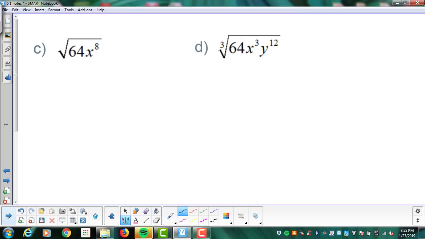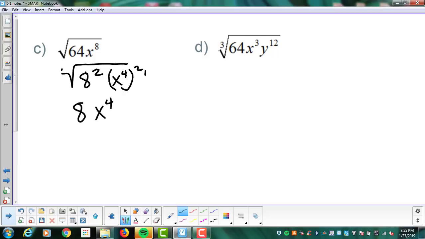So now let's look at these. 64 is 8 squared. X to the 8th is the same thing as x to the 4th to the 2nd. And I wrote it that way because I want my exponent to match my index. So now I can say 8x to the 4th. Do I need absolute value? No, because my exponent was even. Anytime you raise a negative number to an even exponent, it'll always be positive. So I don't need absolute value on this one.